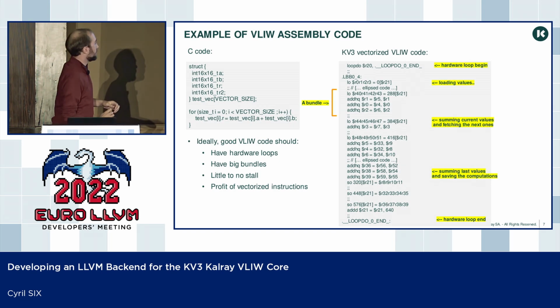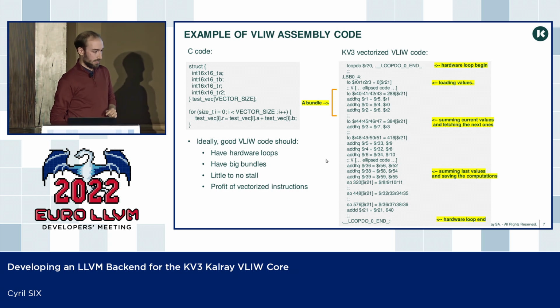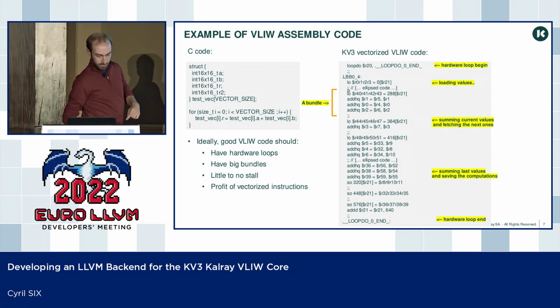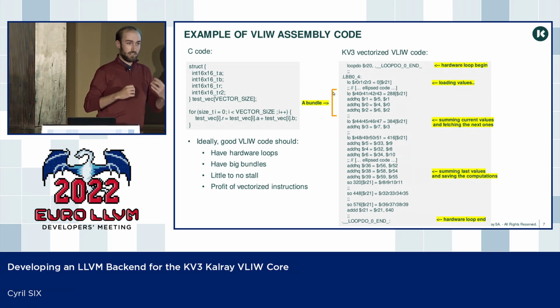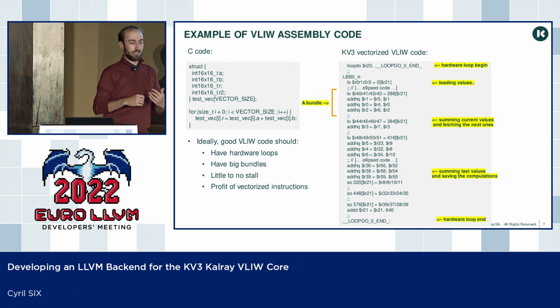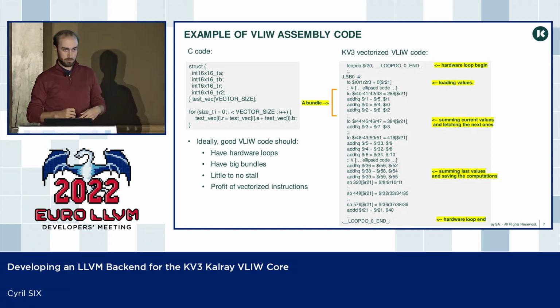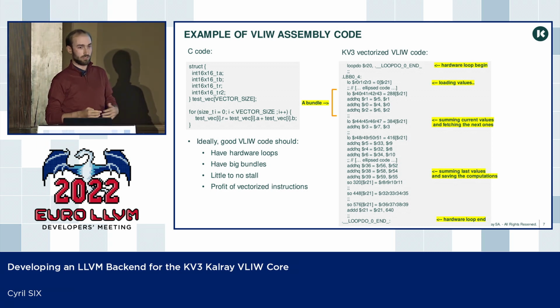So this is an example of typical VLIW assembly code that we have on our architecture. You see these double semicolons. These are the bundle separators. They separate the instructions to be issued at the same cycle. And so the compiler's job is to ensure that the bundles are as big as possible, because the bigger the bundle is, the more throughput we have.